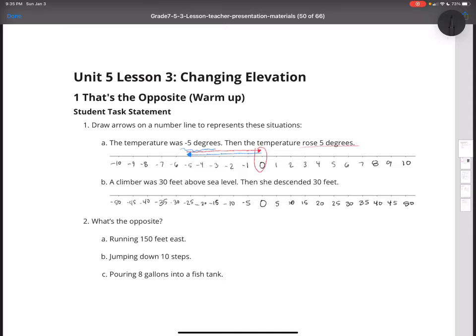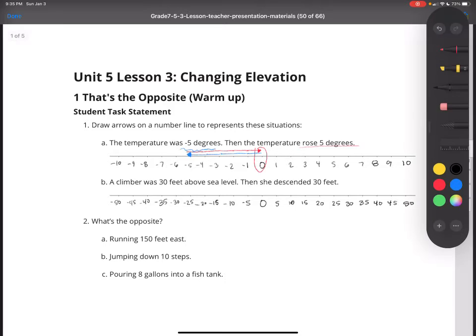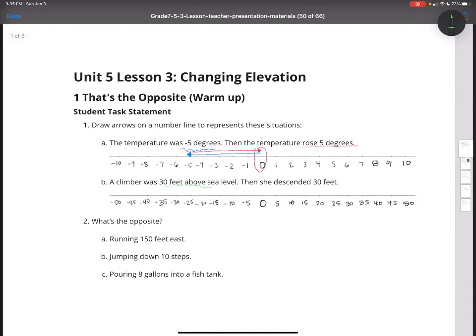Okay, so it says she started above sea level, so I'm going to use green to represent above. So she's above sea level, which would be an indication of a positive number because she's above. All right, so 5, 10, 15, 20, 25, 30, because she's above.